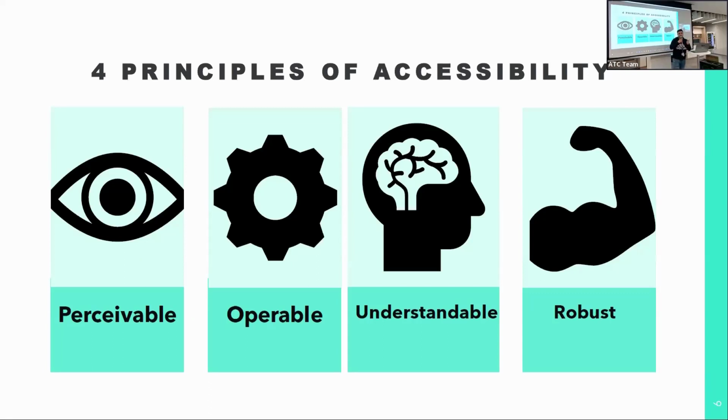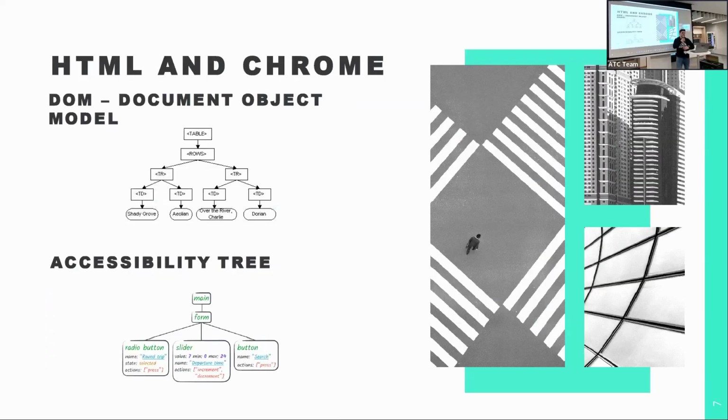It can be used through a keyboard only. It can be accessed, it can be clear, it can be perceived. That is important. Now, I'd like to speak to you a bit about how HTML and Chrome render this accessibility that screen readers actually read.